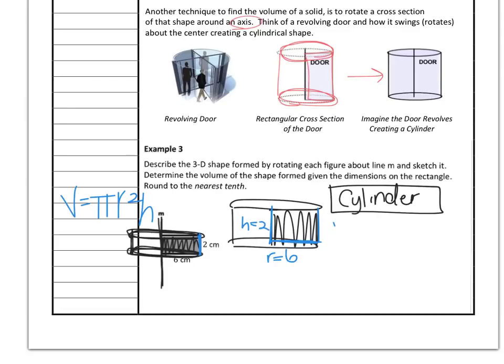So we know that the volume equals pi times our radius of 6, square that, and then times the height of 2. And we're going to get it in terms of pi first, and then we'll round afterwards. So right now, you should be thinking about what 6 squared times 2 is. So 6 squared times 2 is 72. Attach your pi. And now type that into the calculator so that we can round to the nearest tenth.